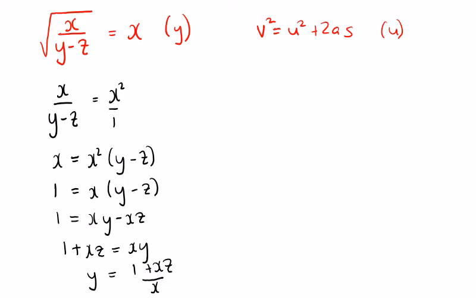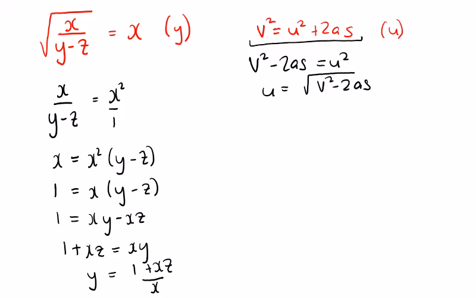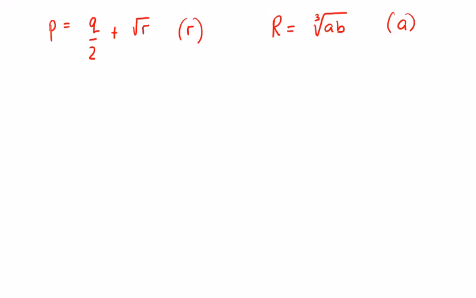v squared is equal to u squared plus 2as. This is for you applied math students. So we want u, so v squared minus 2as is equal to u squared. So u is equal to the square root of v squared minus 2as. So again, pause the video, try these final two.